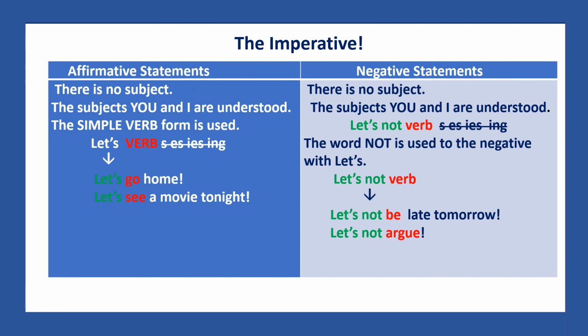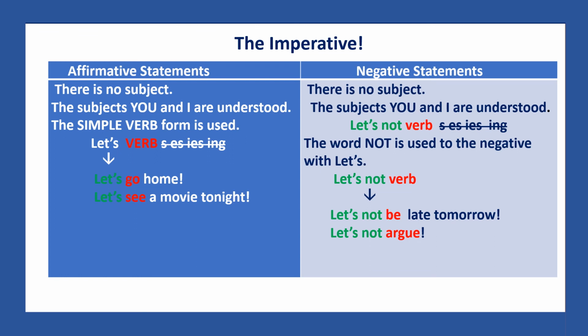Now let's look at the imperative with let's. And remember, let's is including yourself. So you say you and I, we. So with let's, you have affirmative and negative statements. Let's look at the affirmative statements. In the affirmative statements, there is no subject. The subjects, you and I, are understood. And the simple verb form is used. You know what that means. No S, no ES, no IES, and no ING. So we say let's plus the verb. Let's go home. Let's see a movie tonight.